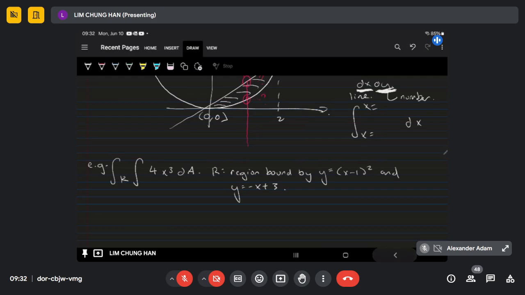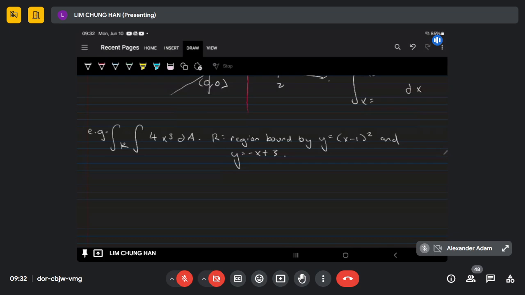Okay, so I give you this question. Before you decide whether you want to do dx first or dy first, or you start integrating, the first step is always draw the region first. No matter what happens, draw the region first. Then only you decide what you want to do later. Okay, always start with draw the region first.